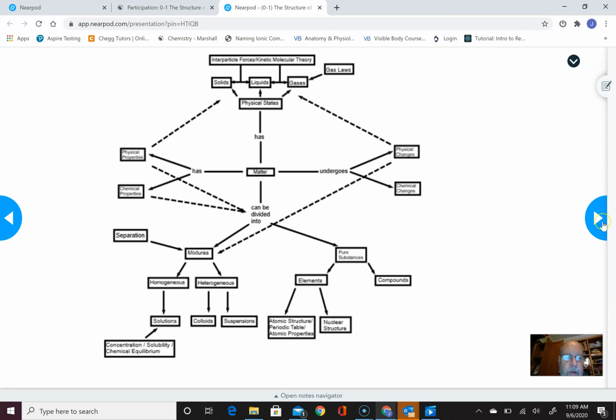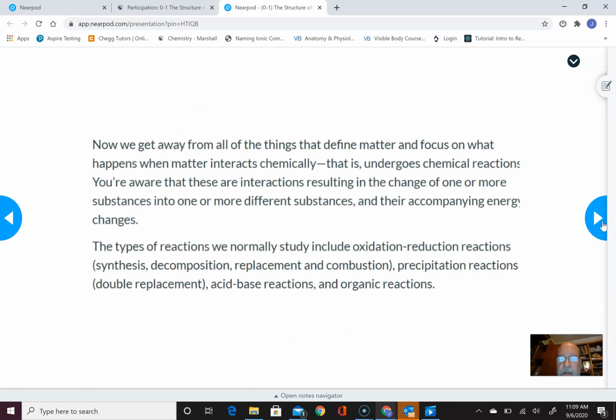Okay, then we're going to go to the next slide. And now we get away from all of the things that define matter. So everything that we've talked about so far describes matter. Now we're going to talk about what happens when matter interacts chemically, when it undergoes chemical reactions. Okay, so everything up to this point has described what the nature of matter is. Now we're going to talk about what happens when matter interacts with itself.